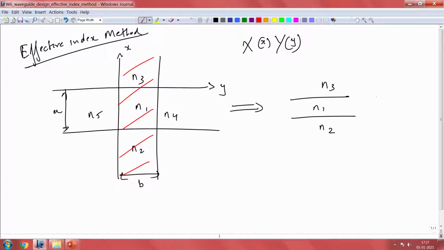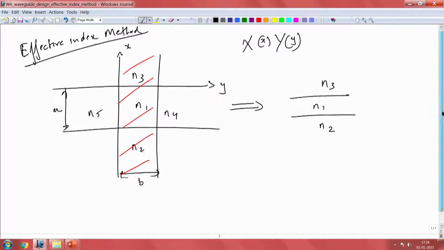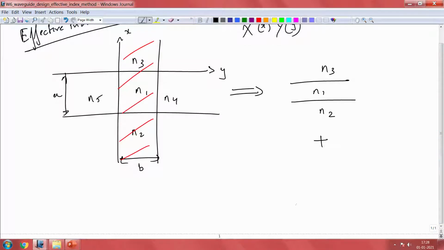So once we know this particular slab, we combine it with another vertical structure here, where we have N5. Let me, it's not coming out clear on the other side. So we are going to add this to the vertical structure. So we have N5 and then we have N4, and here what we call N effective. So, the effective index method.